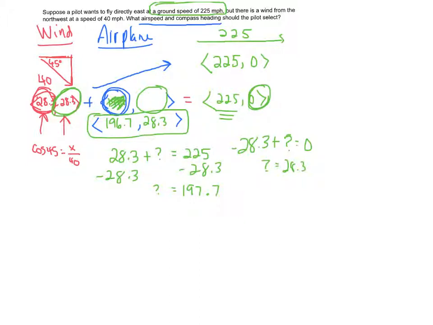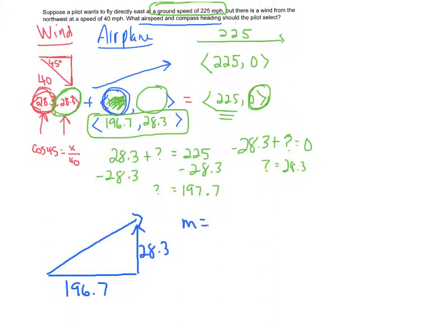And I have a vector. I'll redraw the airplane vector. It's going to look something like this. And I know the x value is 196.7, and the y value is 28.3.